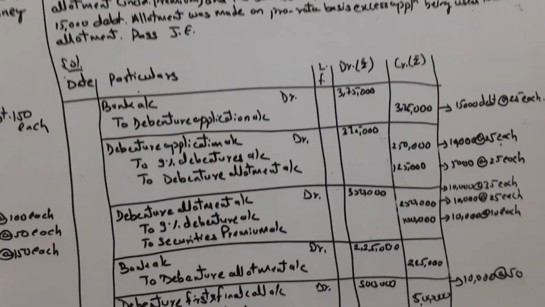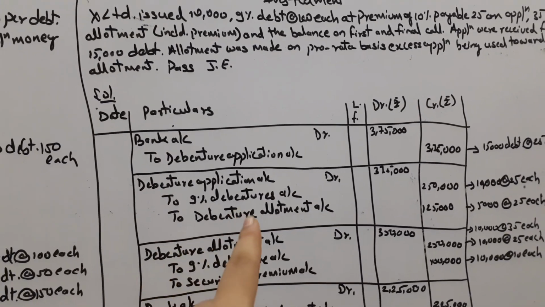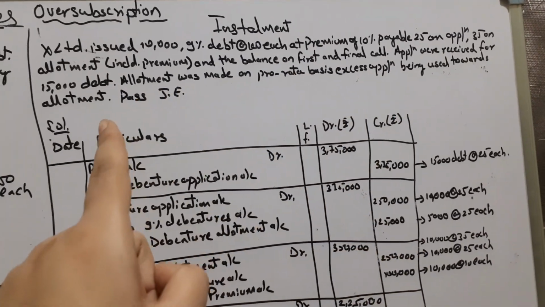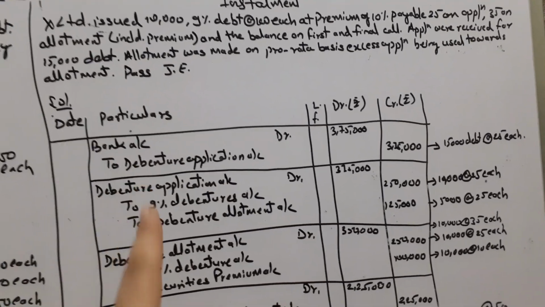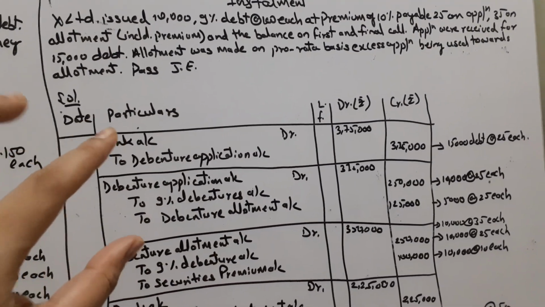So this excess amount has been adjusted to debentures allotment account. Okay, so here if the question asks to refund the excess amount, I would have written here to bank account, but the question said you have to adjust towards the allotment. Therefore I have written to debentures allotment account. This is the first entry till application.